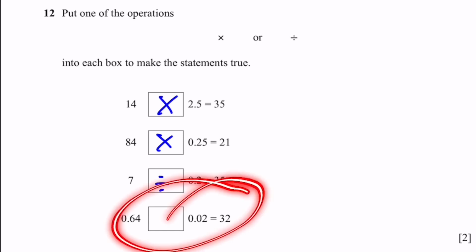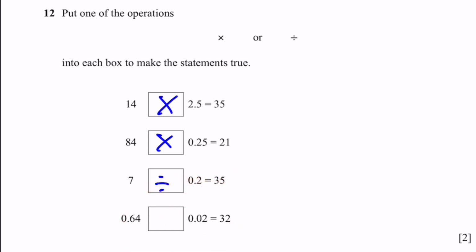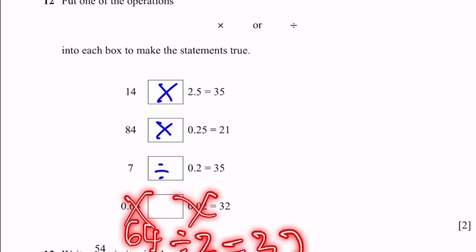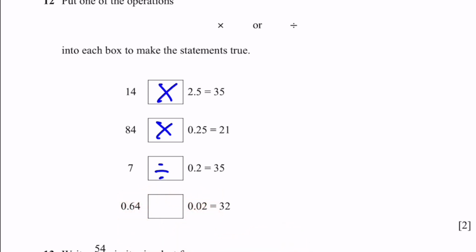Now for the fourth one, 0.64 _ 0.02 is 32. One thing we can notice easily is that both of these numbers have 2 decimal places. So we can cancel out the decimals, and it becomes 64 and 2. 64 divided by 2 is 32. That means the answer is division.